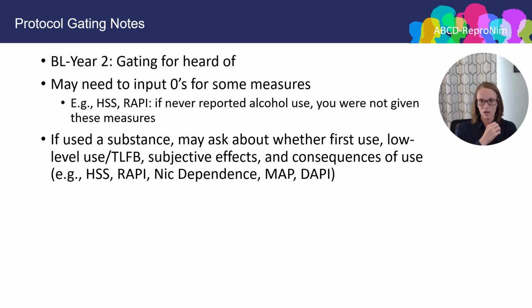So if you want to say those who have zero alcohol problems compared to those who do have alcohol problems, and you want to include those participants who've never used alcohol, you'll need to infer those zeros and input those zeros. If they used a substance, we may ask about their first use or low-level use, subjective effects, and consequences of use. Though again, that does change slightly over time, and I would recommend you look at those sheets a couple of pages back to go into detail on that.